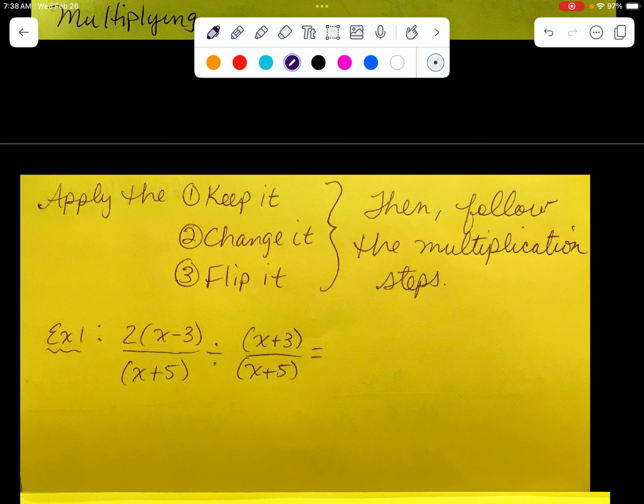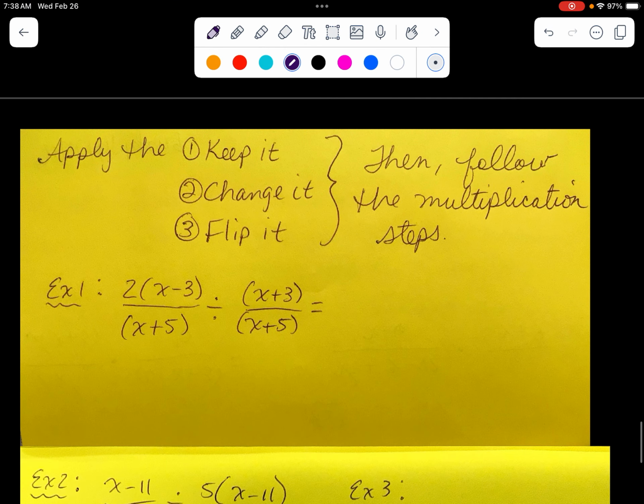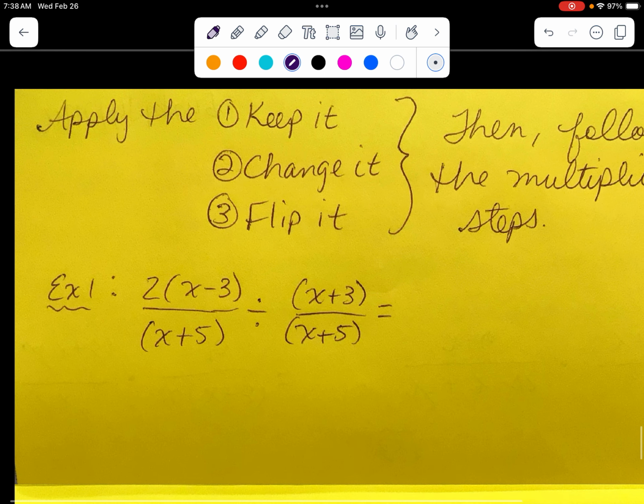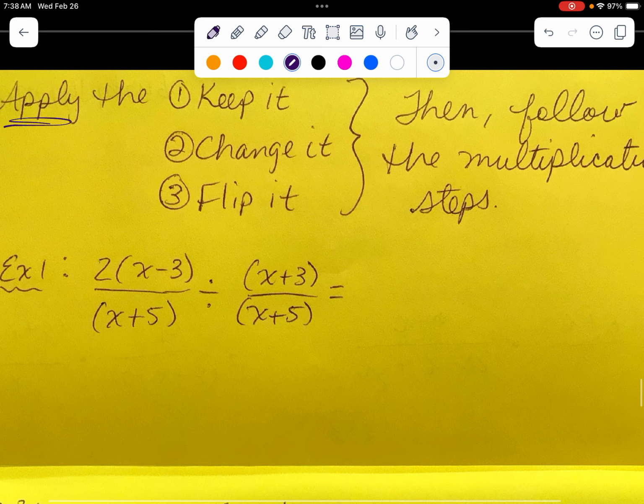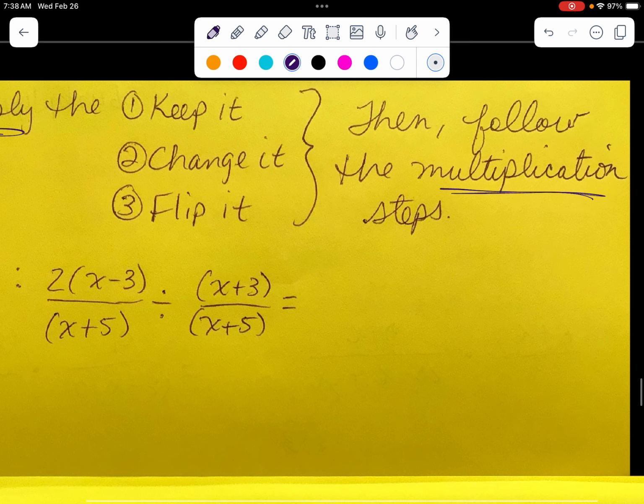In this video, I'm going to show you guys how to divide fractions or rationals, and we are going to apply the keep it, change it, flip it method. So let me show you what that looks like. And then we're going to just simply follow our multiplication steps.